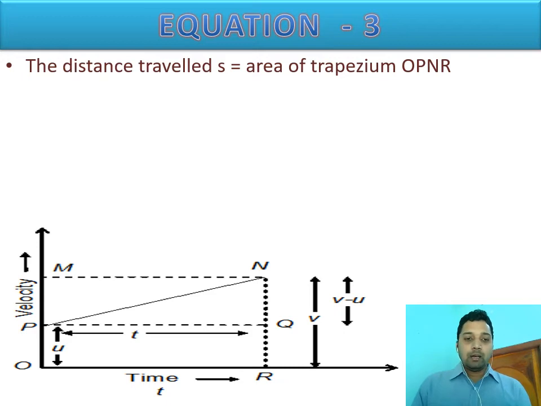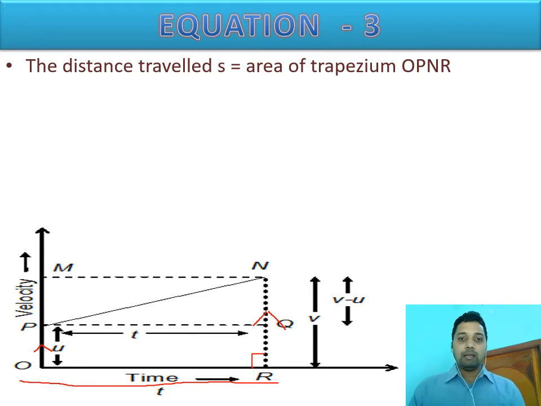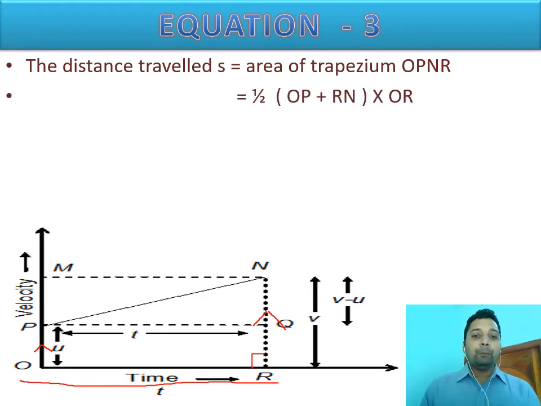To find the area of a trapezium, you have to take the help of a formula where the sum of two parallel sides, because here OP is parallel to NR, into height. Height means the side which makes 90 degrees with the base. So here the height is OR, O to R is our height. So to find the area of this trapezium, you take the formula half into OP plus RN, the sum of two parallel sides, into height OR.